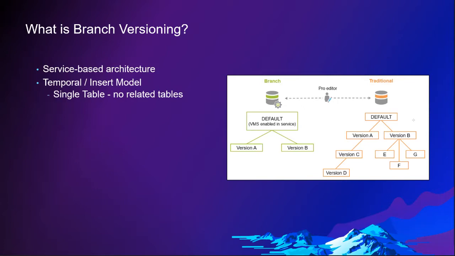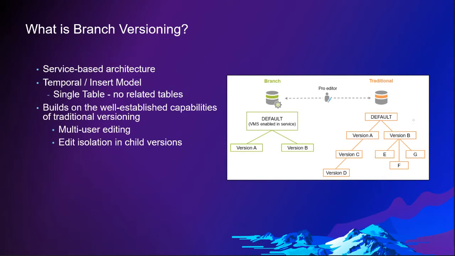Branch versioning actually does behave, especially to the end user, much the same as traditional versioning. The end user's experience might not be too different between traditional versioning and branch versioning, but what's going on under the hood is substantially different. A couple of those things I've already mentioned: one is that it's a services-based architecture. Another thing that's really important is that changes are actually tracked using a single table. So there are no related tables, and I'll talk about why that's of interest in a little bit.